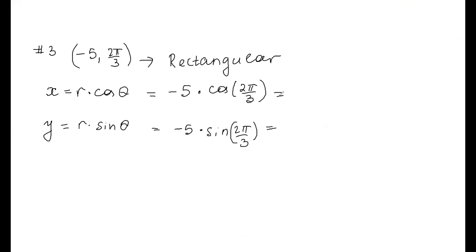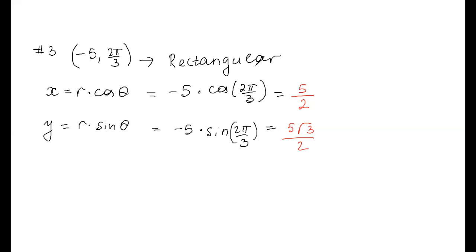Let me ask Alina, what did you get for this? Just unmute yourself whenever you're ready. I got 5 over 2 and 5 square root of 3 over 2. Thank you very much. Does everyone agree?